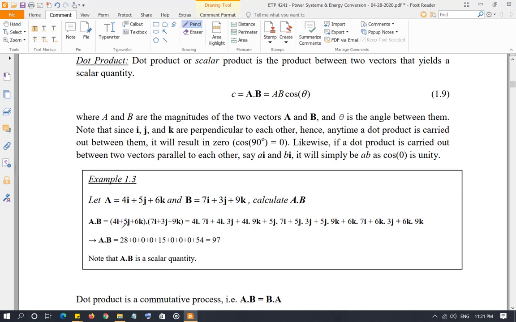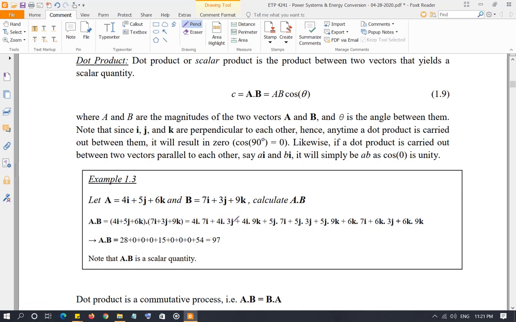So you multiply 4i by 7i, then 3j, then 9k. So 4i dot 7i, 4i dot 3j, 4i dot 9k. And likewise you do the same with 5j and 6k. Distribute it over, multiply it with the vector B. Now we just discussed, if the two vectors are parallel to each other, the angle between them will be 0, and the dot product between them is going to be the product of their magnitudes. So i dot i, of course, they're the same vector, they're parallel to each other. That means the angle between them is 0, and the dot product will simply be 4 times 7, 28.